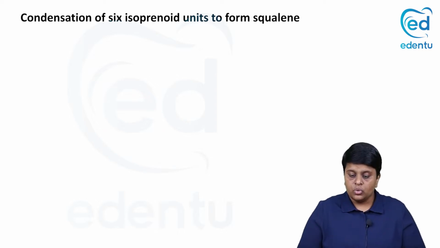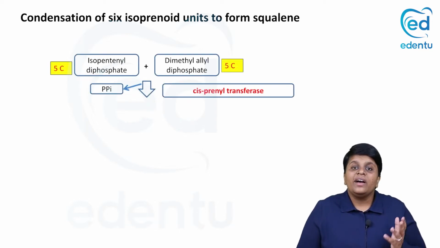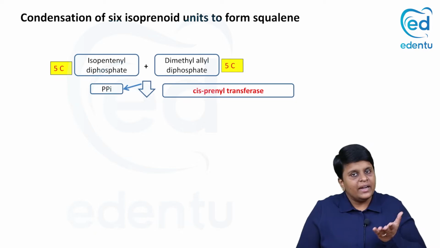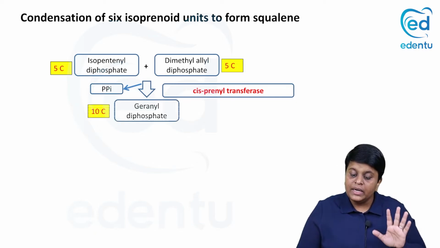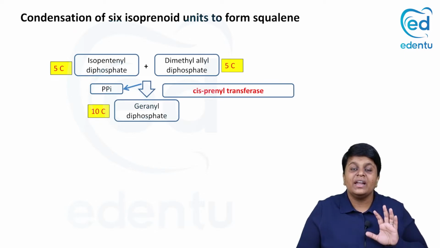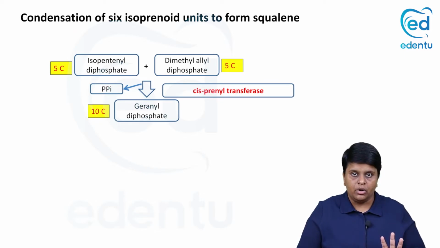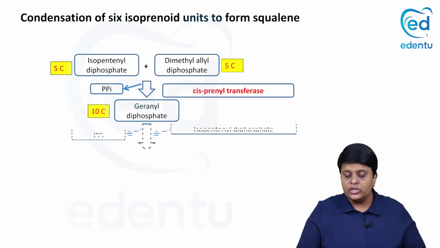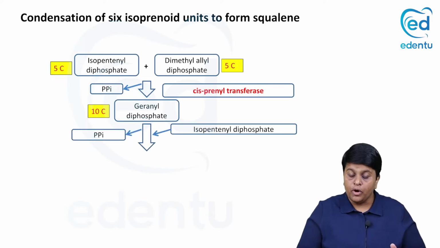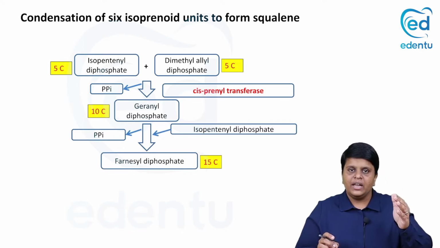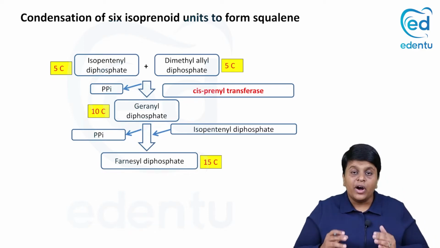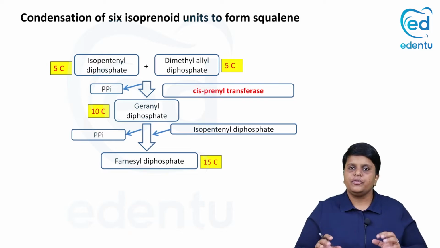So how do you form squalene? Here you had isopentenyl diphosphate and dimethylallyl diphosphate, right? So 5 carbon, you form a 10 carbon compound which is geranyl diphosphate. Then you add one more isopentenyl diphosphate and you form a 15 carbon compound which is farnesyl diphosphate. Geranyl diphosphate, then you have farnesyl diphosphate. So 15 carbon compound. Now two 15 carbon compounds join together to form your squalene.